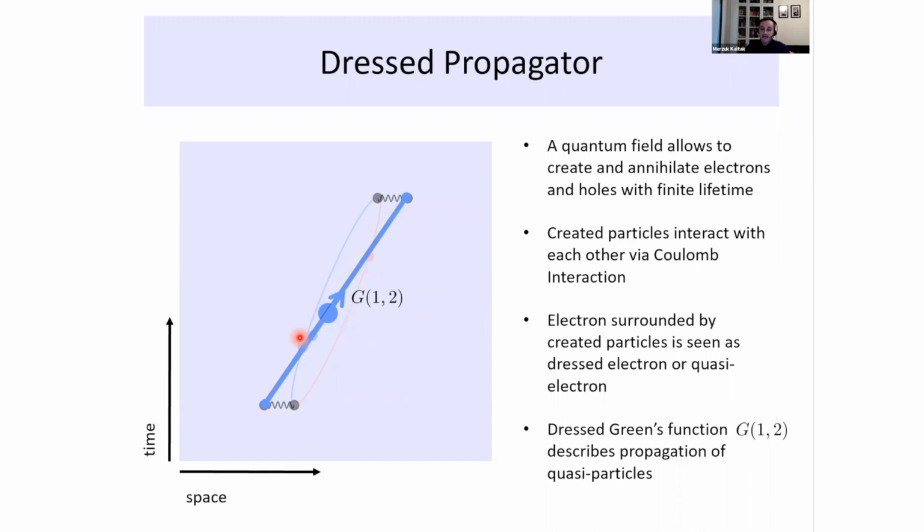And again, the main idea of QFT is that one can only observe these quasi-particles or so-called dressed particles. And this means that the propagator of these quasi-particles, denoted by capital G, or the interacting propagator, is the main quantity we are interested in.